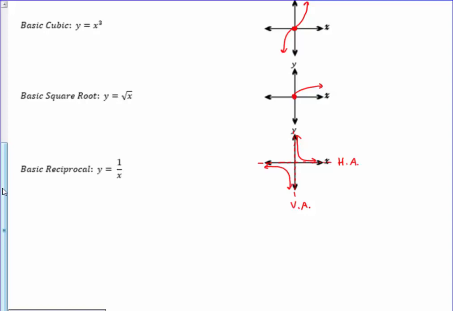You need to know these 6 basic shapes to be able to graph other shapes that have these basics as their root function.